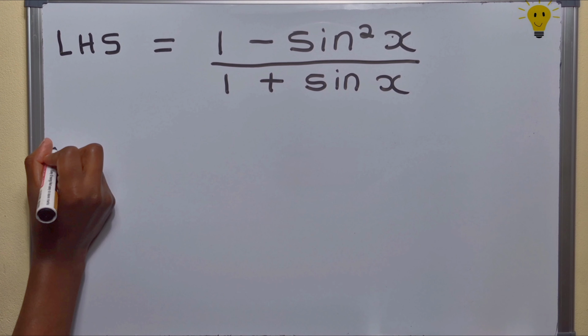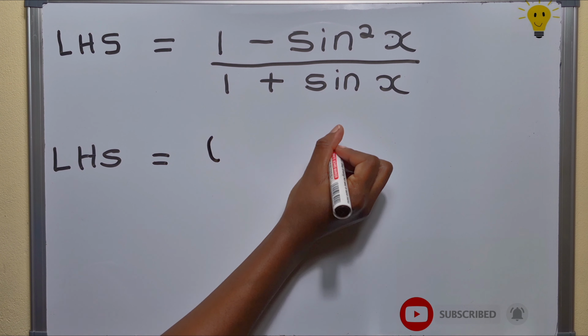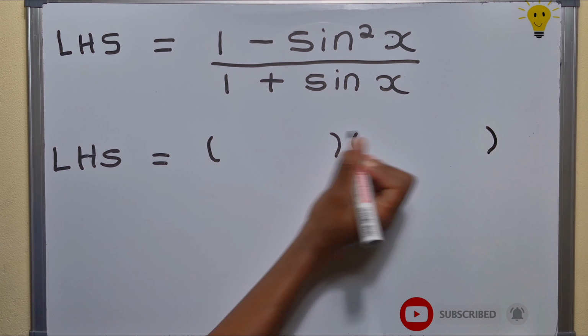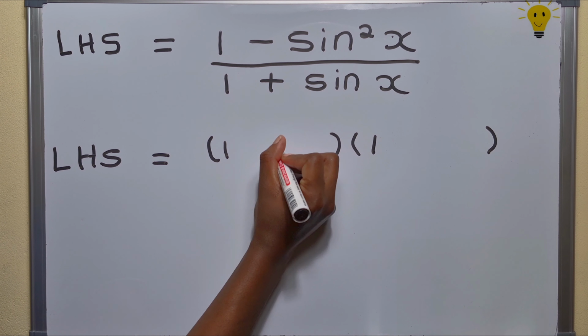When you look closely, we can actually find a way to eliminate our denominator, because what we are aiming for is not a fraction and it is not what we have as our denominator. So we open the brackets and find the factors that make up 1 minus sine squared x.